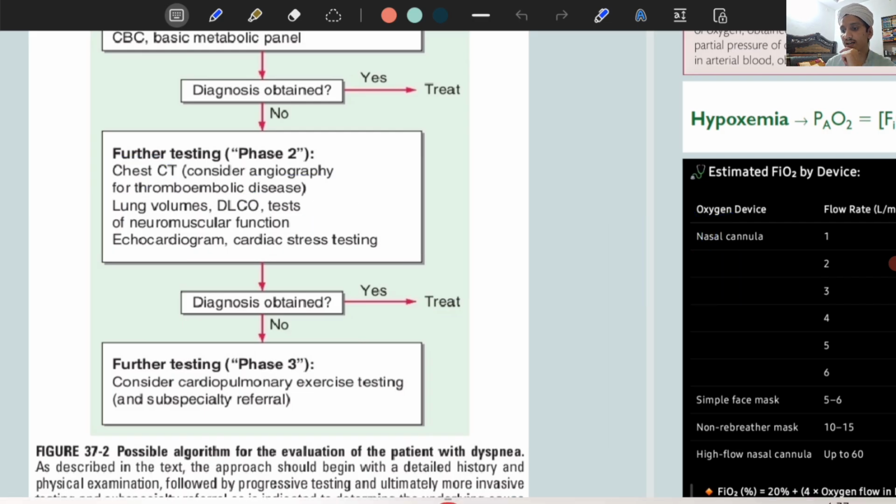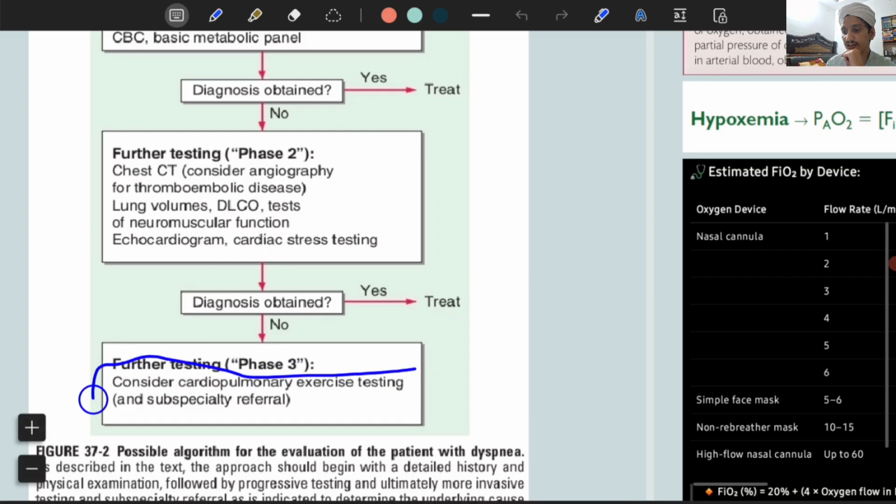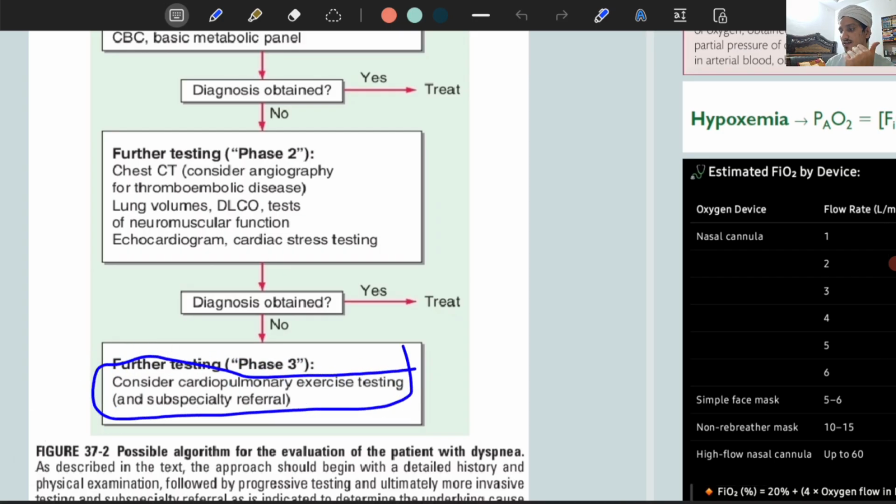After this also, if you are not getting any result, then you can consider cardiopulmonary exercise testing. In all of these, except HRCT, up to this point a primary care worker can do the investigations. After this, all investigations are done by specialists.